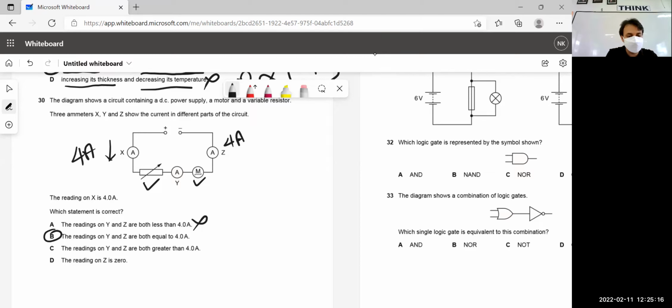But let's say Y and Z both greater is wrong. It cannot increase. The reading on Z is 0, that is also wrong. So B is the right answer.